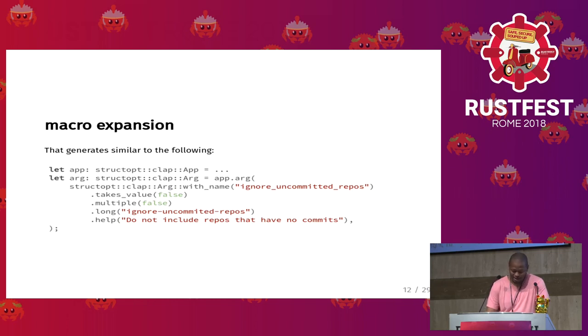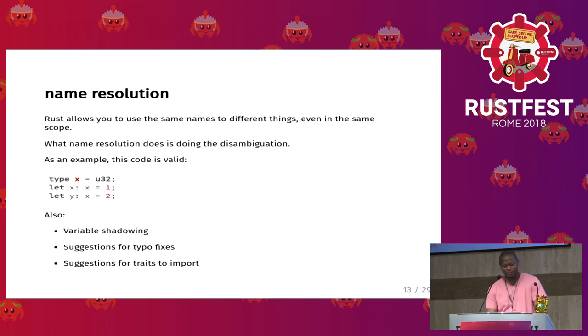So yeah, this is macro expansion. Those are just small examples of what's happening. Okay, so this is another step, called name resolution. Rust allows you to use the same names for multiple things that are not the same type. This is pretty much for convenience.